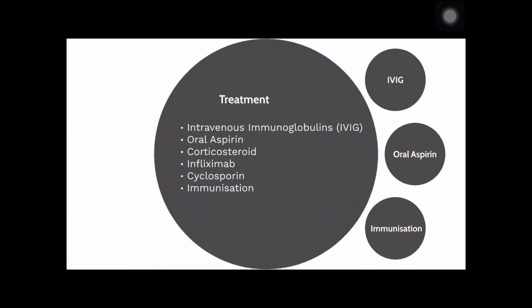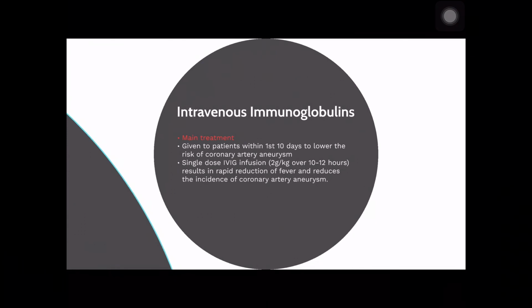Next, I'll be moving on to the treatment of Kawasaki disease, and that are intravenous immunoglobulin, IVIG, oral aspirin, corticosteroid, infliximab, cyclosporin, and immunization. Prompt treatment with intravenous immunoglobulin given within the first 10 days has been shown to lower the risk of coronary artery aneurysm.